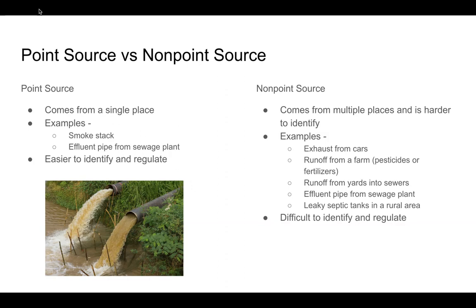In fact, a lot of the regulations traditionally from the US EPA are for point sources because, again, these are easier to regulate, easier to see who is causing it. And the image there shows, again, a point source, very clear, you can point to it. A non-point source is something that comes from multiple places and is harder to identify.